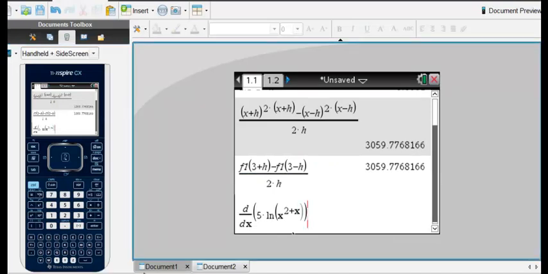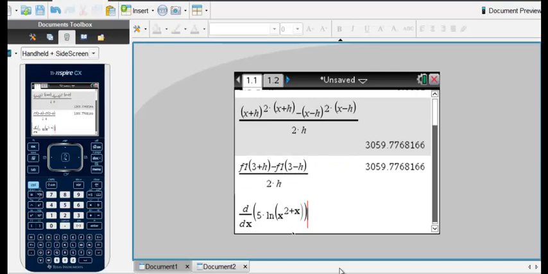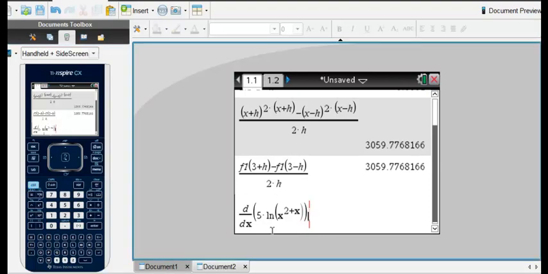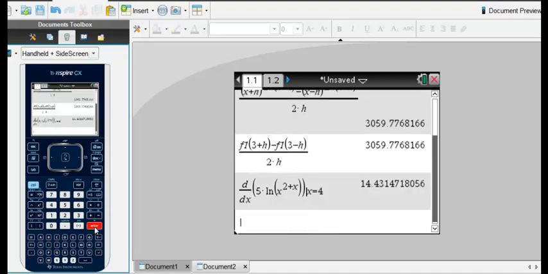And now we wanted to evaluate it at what value? F prime of 4. So now we need a such that. Now such that's a vertical line. You can see it right here. So that's in blue. So we do control equals, and then we select it from this list, such that, and then we say x equals 4. So that's the Leibniz notation there for the derivative evaluated at x equals 4, and there we go.